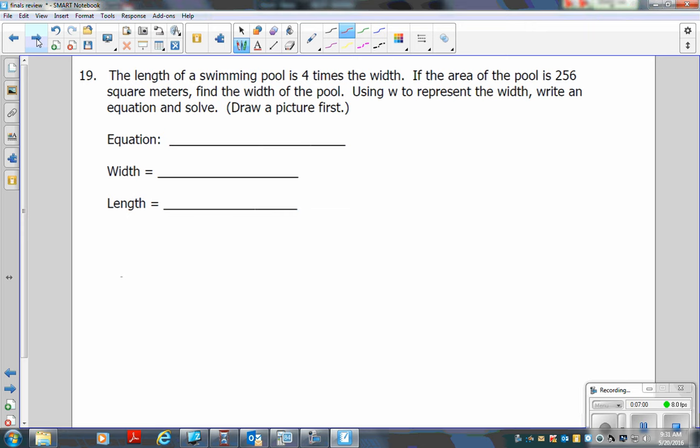The length of a swimming pool. So again, whenever they're asking for the length, we can use the letter L. So that's for length. The length is 4 times, we'll use parentheses for that, the width. The area is 256.